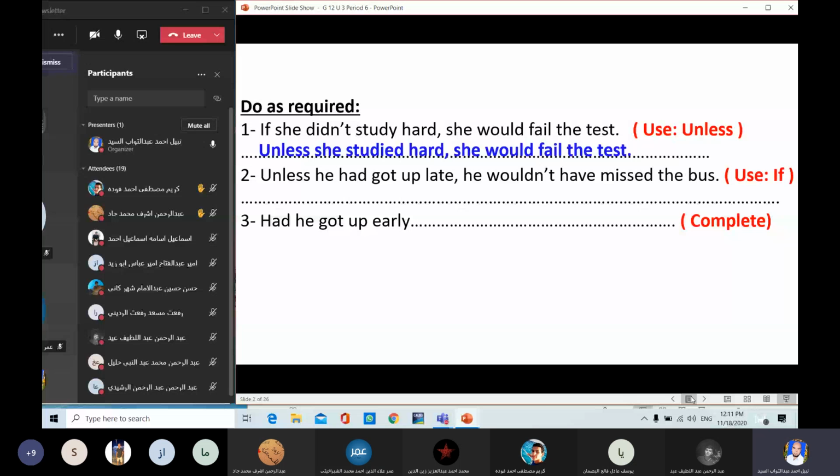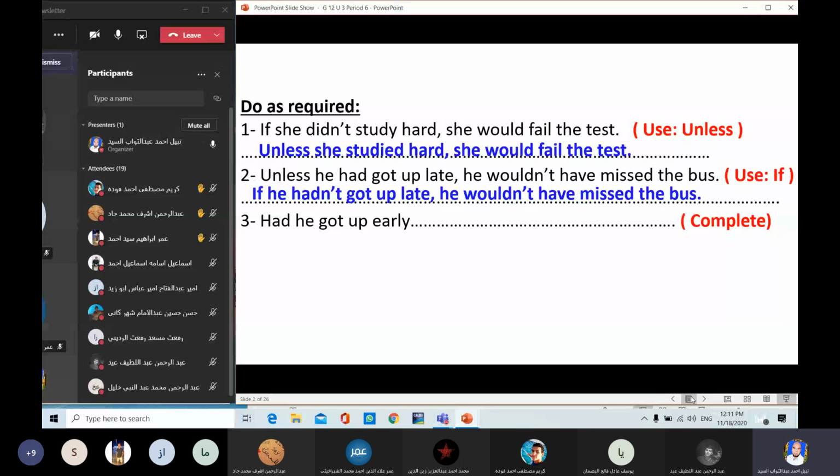Okay, third exercise here. Had he got up early. This is what is called inversion. We deleted if and we started with the helping verb. This is the third conditional with if. Complete the sentence. So you have to complete with a meaningful sentence, and you use the correct third conditional completion.